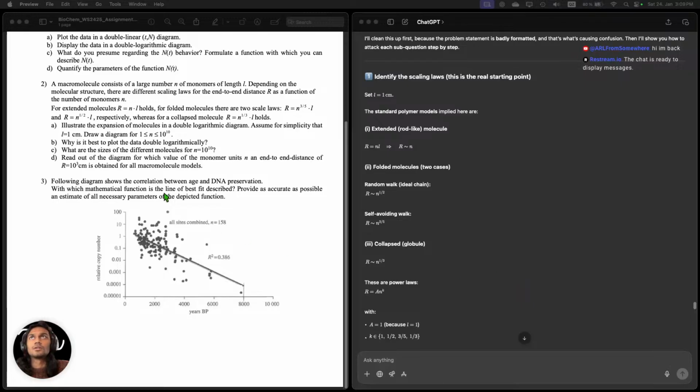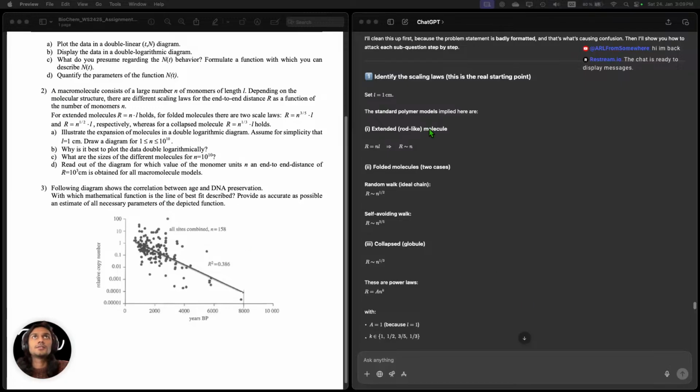Standard polymer models. Identify the scaling laws. This is the real starting point. Like a start point? Like you start from here?